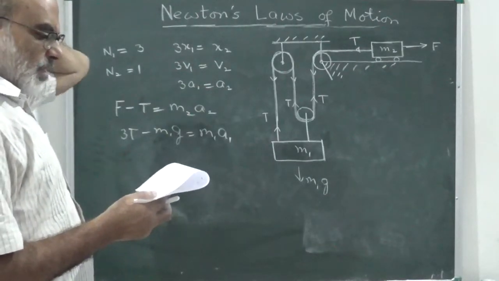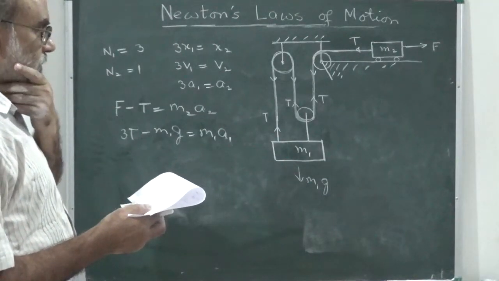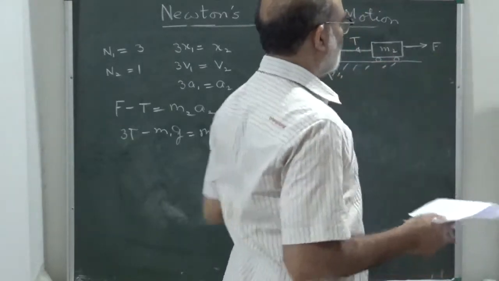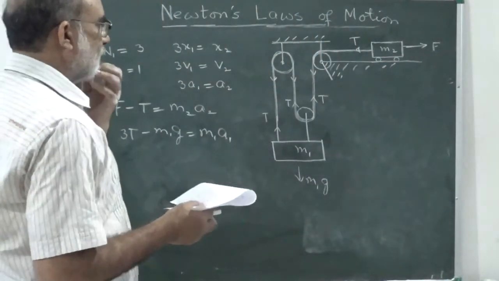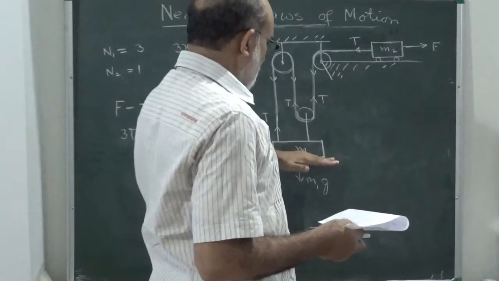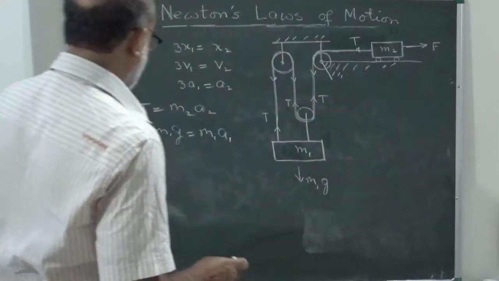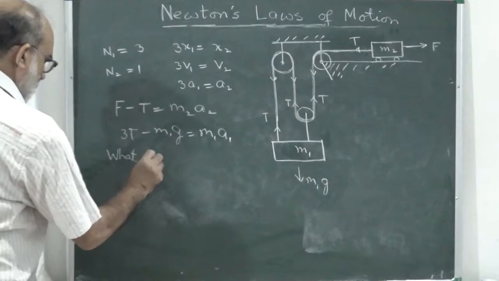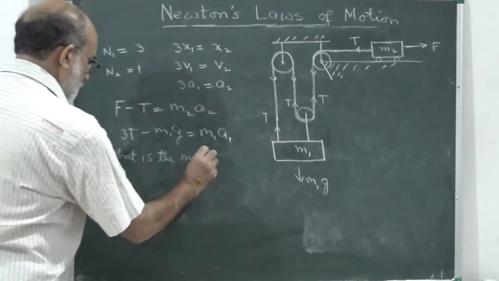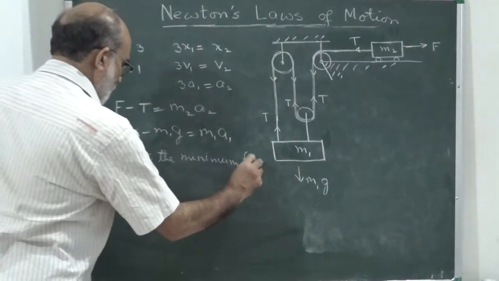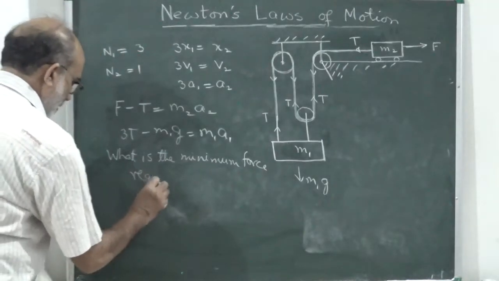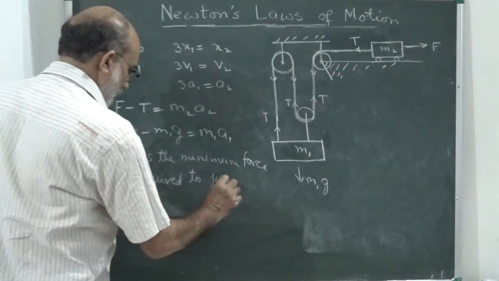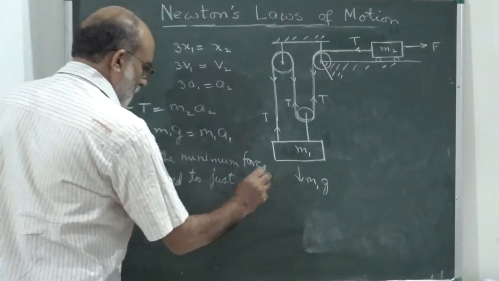Now, I solved a problem like this. Suppose there is no mass, and some force is required to pull. If there is no mass, what is the minimum force required to just keep the mass M1 as it is?